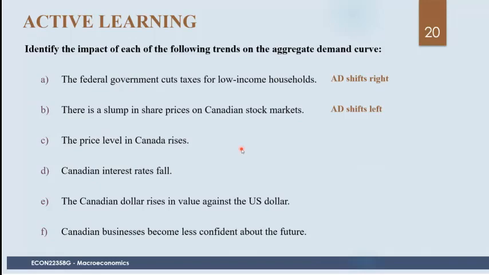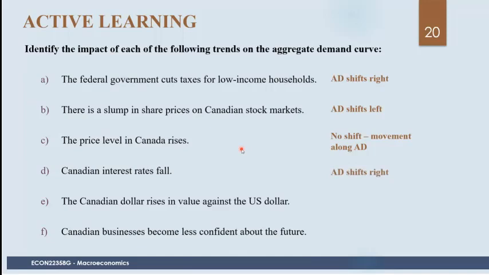What if the price level were to rise in Canada? How would that affect the aggregate demand curve? Okay, well, there would be no shift. The price level's on the diagram. So that would be a movement along the aggregate demand curve. If Canadian interest rates fall, well, if interest rates fall, credit is cheaper, right? And so that would shift the aggregate demand curve to the right.